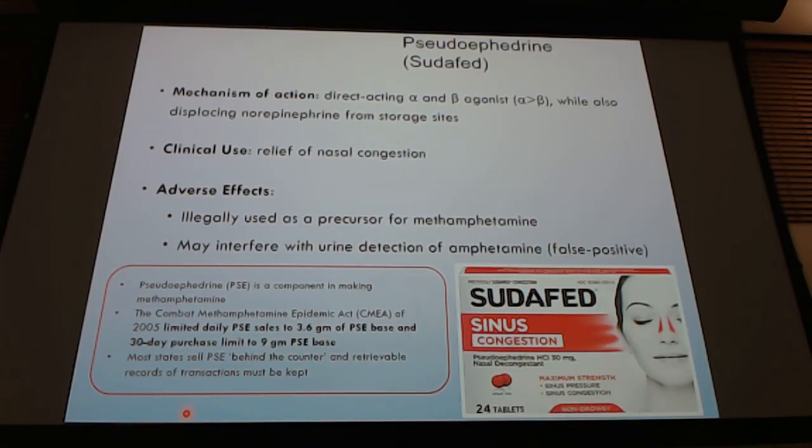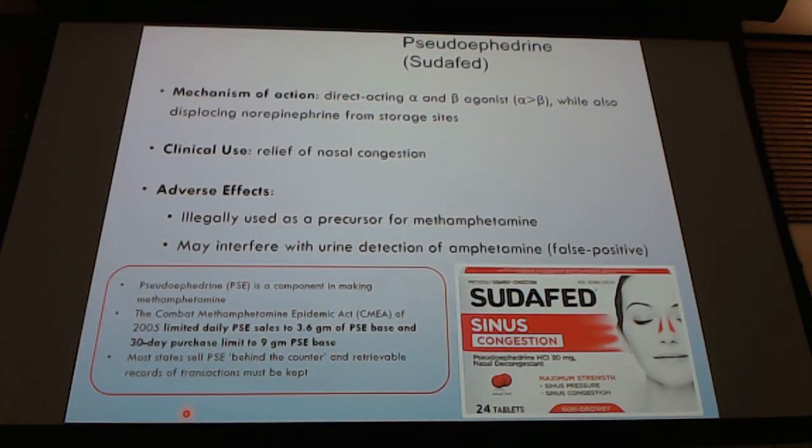This is our pseudoephedrine or our Sudafed. There's no PE behind this, right? That was our phenylephrine, so this is our pseudoephedrine. With this, direct alpha and beta, you see that this is also going to indirectly displace that norepi from the storage sites. And then what we see here, it's a great nasal decongestant.